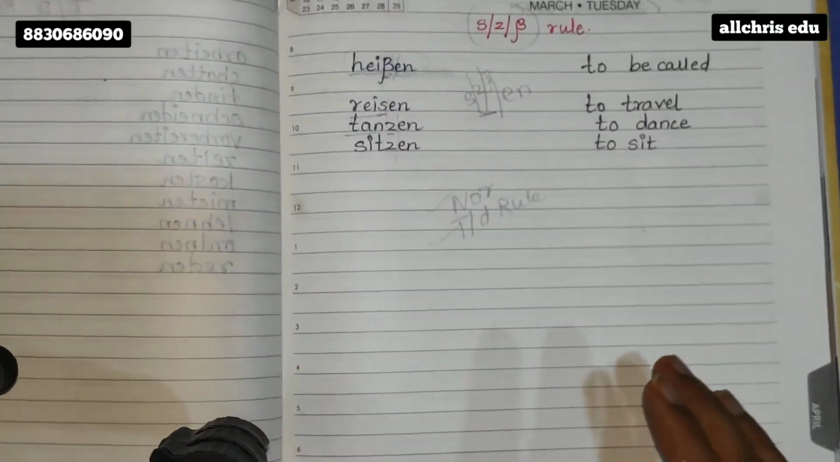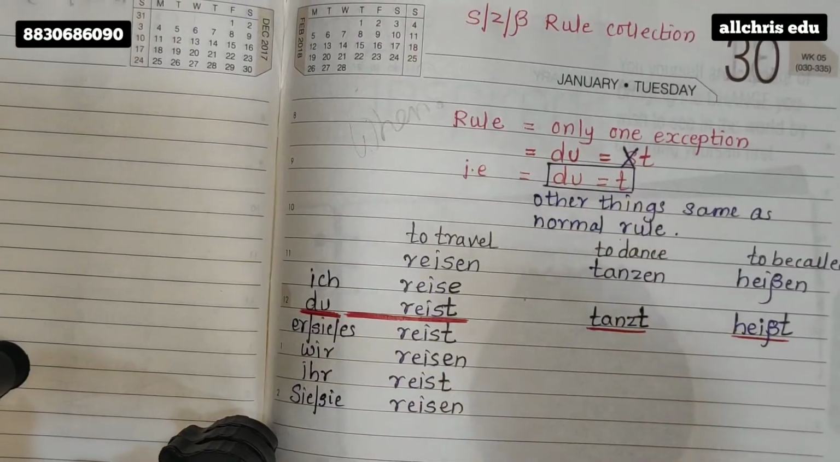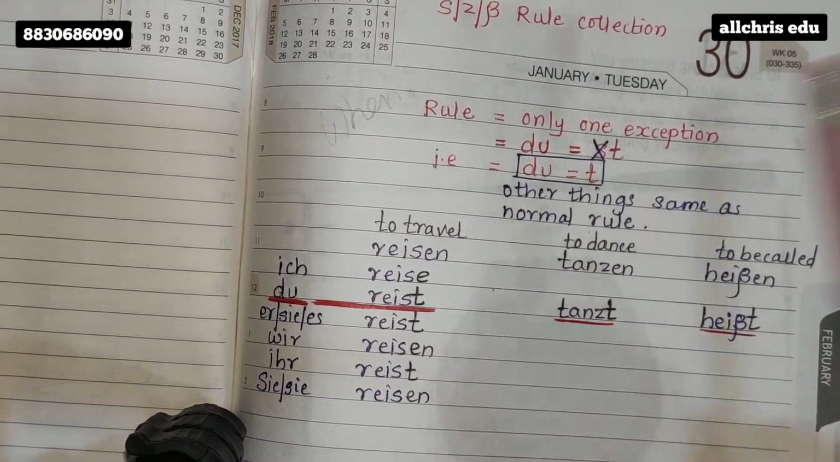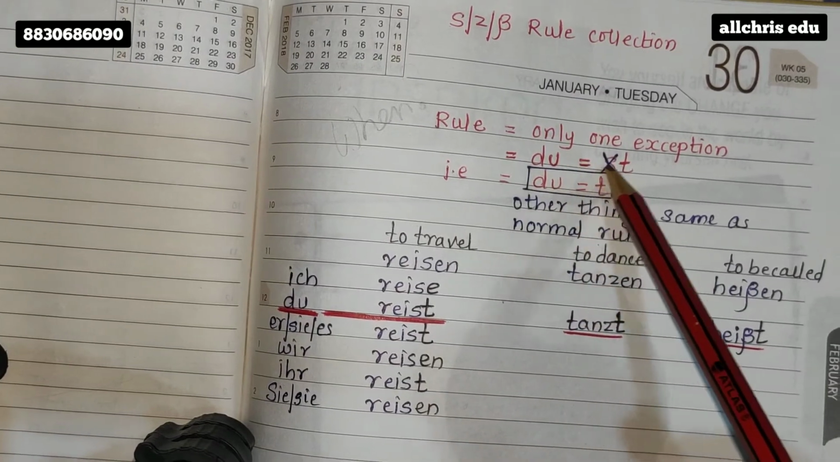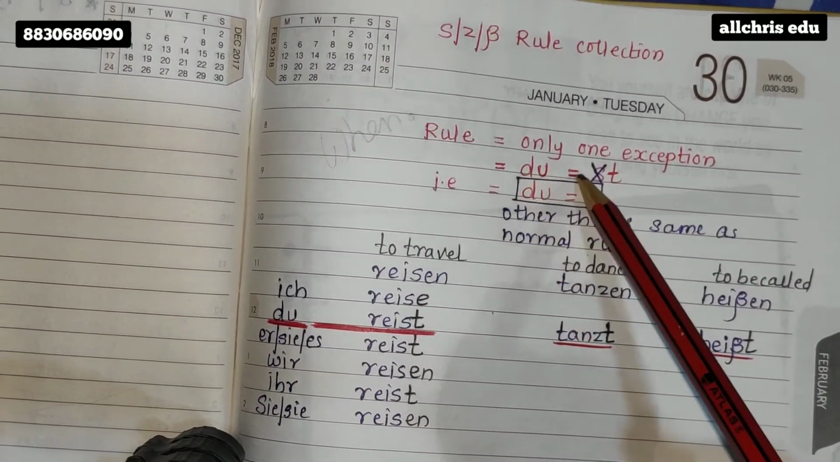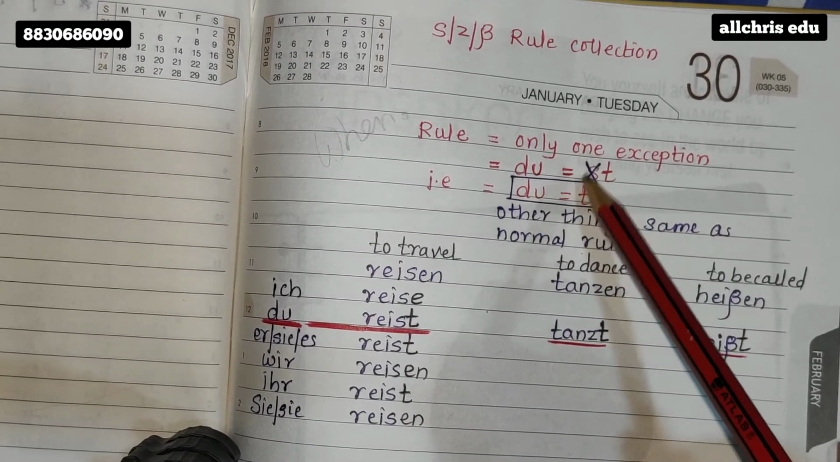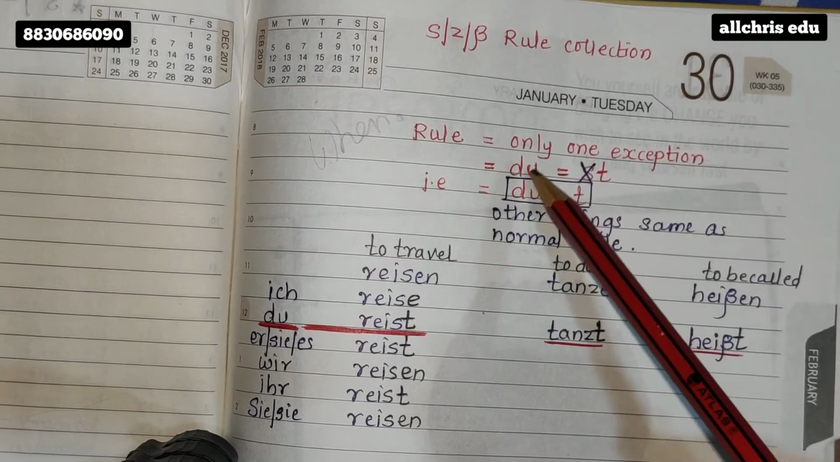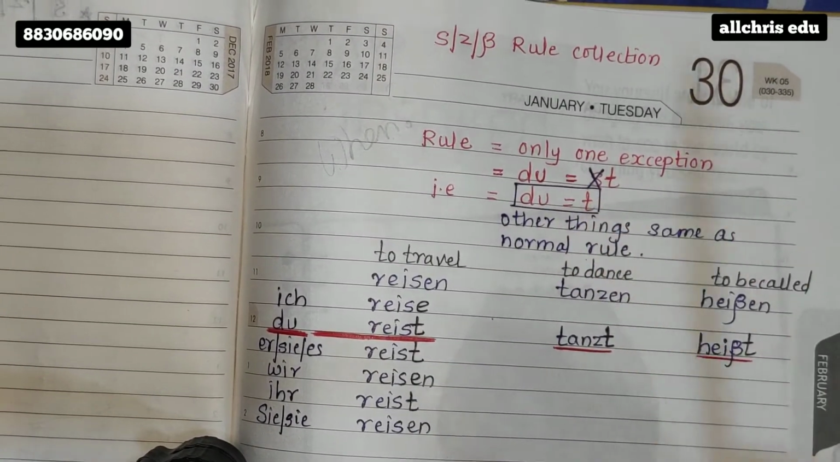Now, how to apply this rule? In this rule, what happens? One only exception is there, which I already mentioned over here. Only one exception. In this type of rule, du should not end with ST. So I have cut S over here intentionally. So it should only end with T. Only one exception is there.